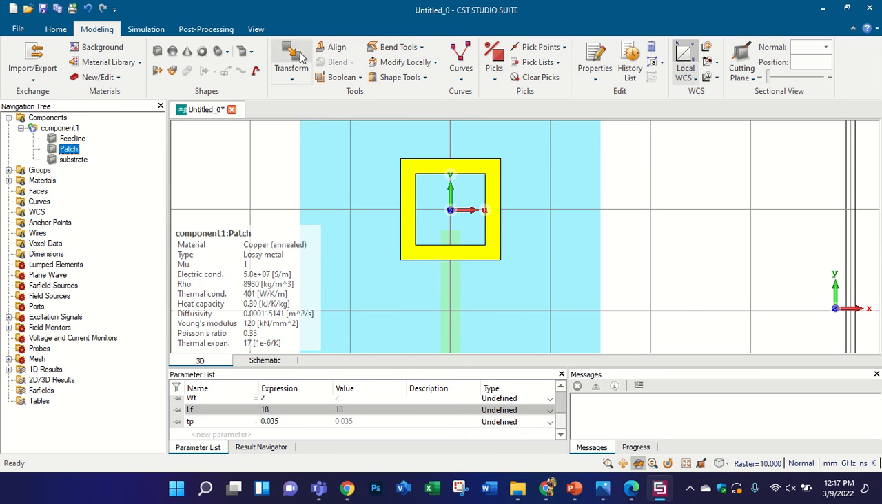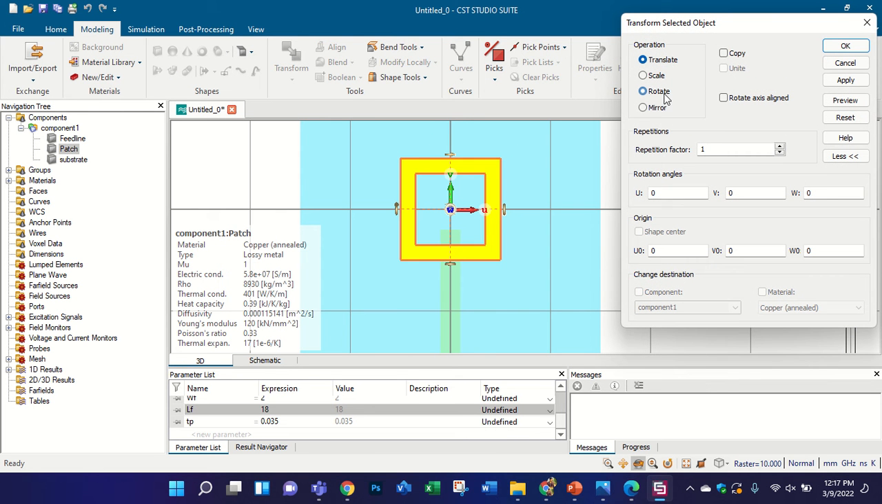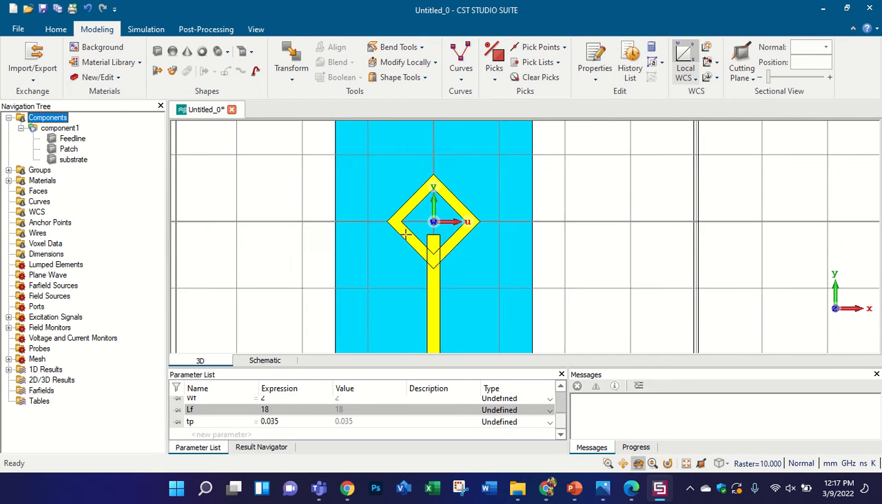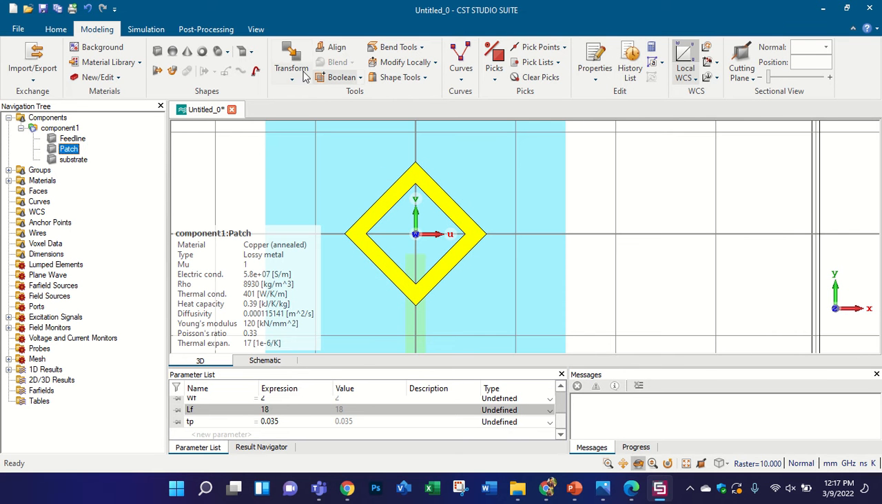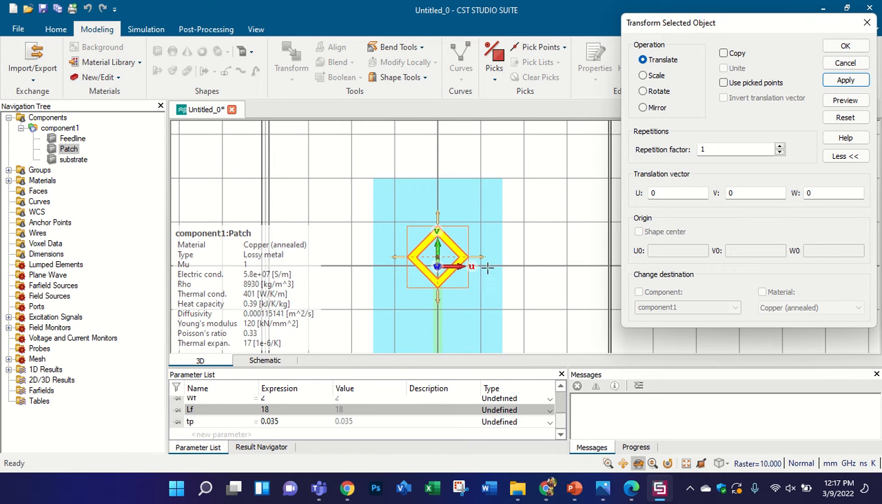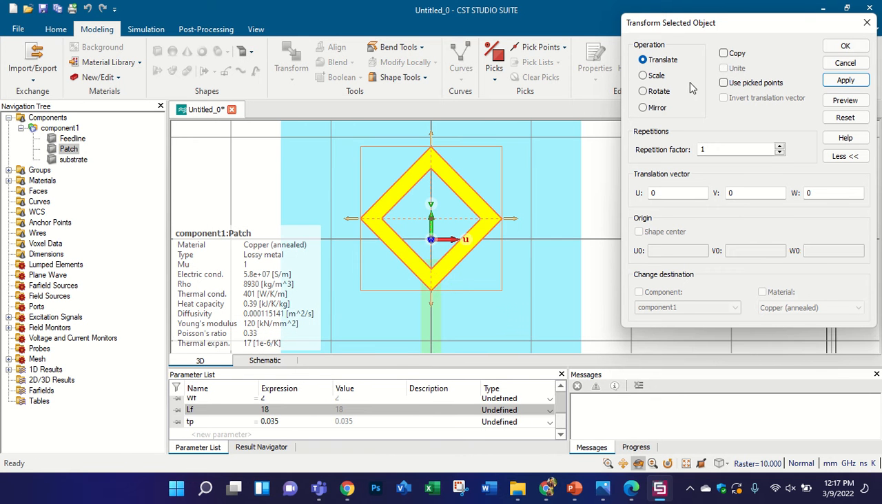I am going to rotate this patch. Okay, I have rotated this patch, like this. Shift up a little bit. Now I am going to create multiple copies of it. Click copy, and like this, apply.